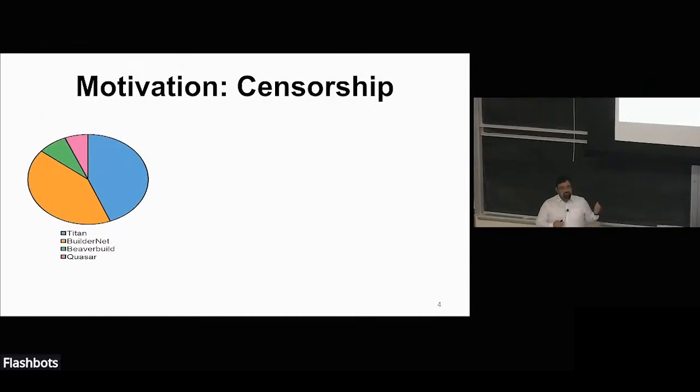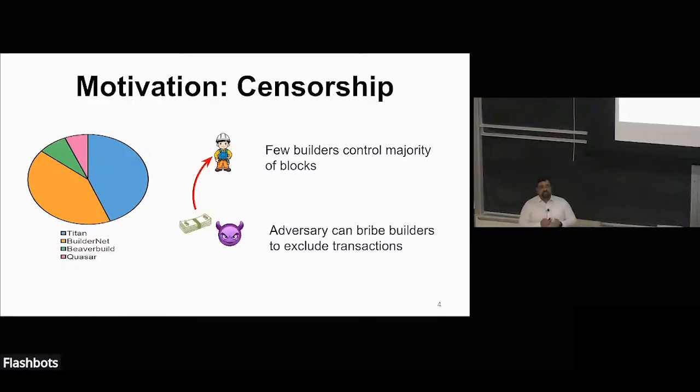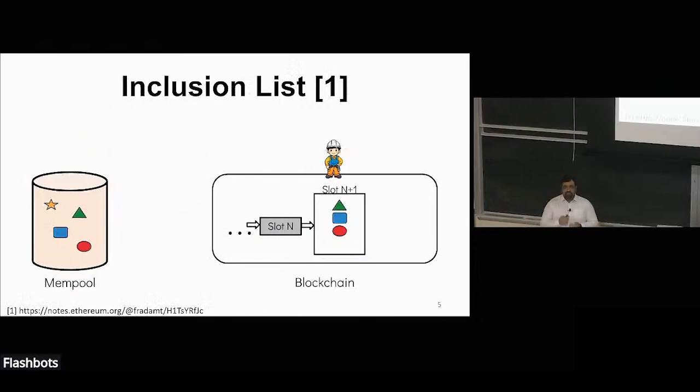What makes it worse is that the block builder space is heavily centralized right now. Three builders contribute to roughly 90% of the entire builder space. That makes it easy for the adversary to bribe the block builders to exclude transactions. That is not the only reason for censorship. There can be compliance reasons as well. But aside from that, this talk will be focusing more on the incentives side.